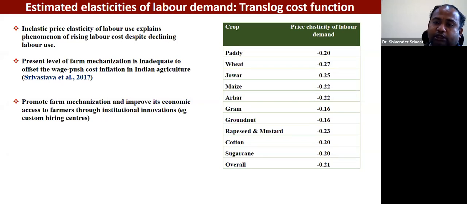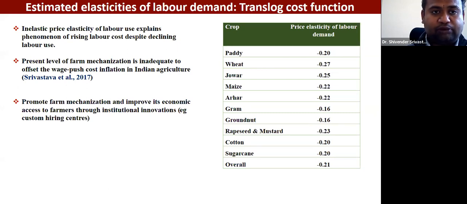Okay, so it is the inelastic demand of labor, or inelastic price elasticity, which explains why, despite the decrease in the labor use, there is an increase in the labor cost. It is primarily because of inelastic demand of labor. So this also signifies, and technically we can also show, that we cannot substitute every operation of labor with the machine.